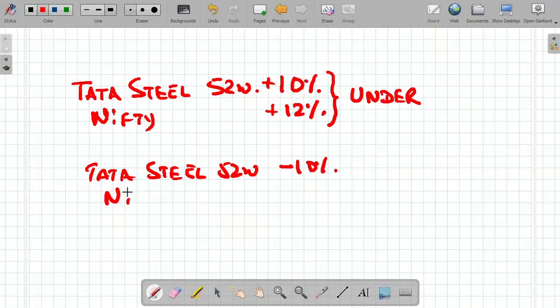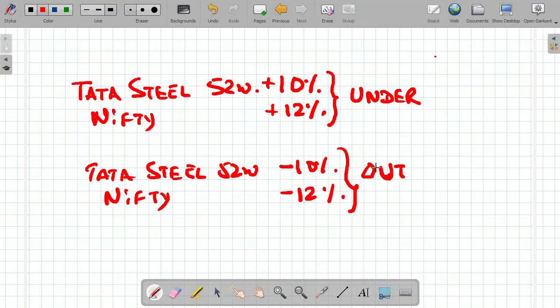And in that same period, our benchmark Nifty has gone down 12%. And when this happens, is this a sign of underperformance or a sign of outperformance? Correct. So this is essentially a sign of clear outperformance, right? So what are we looking for over here? Stocks that are outperforming the market.